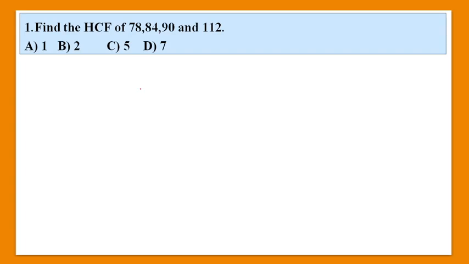Problems regarding HCF concept here. Find the HCF of 78, 84, 90, 112. So I need to find the HCF of these numbers here.